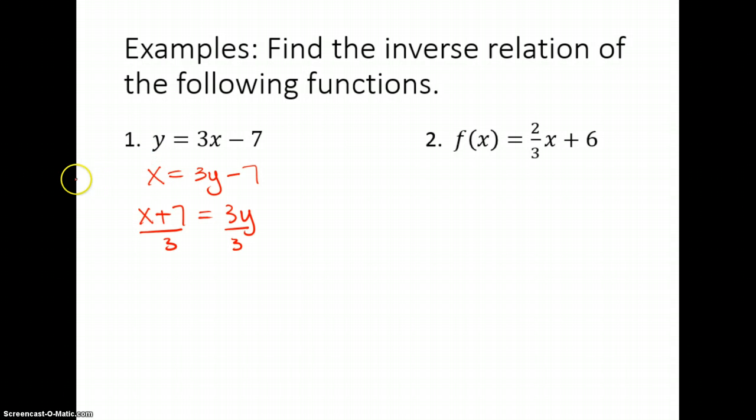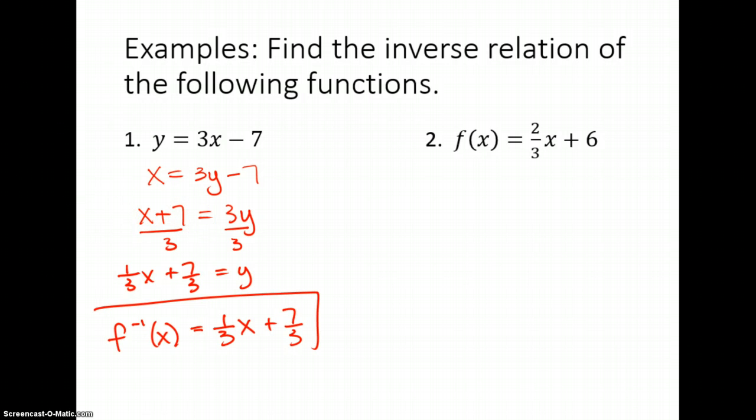You could either write this as 1/3 x plus 7/3 equals y, or you could have left it as x plus 7 over 3. It just depends on what your teacher's going to want. Both are equivalent. Now, final step. Instead of y here, we're going to write this as f inverse of x equals 1/3 x plus 7/3. And done. It's as easy as that. Finding the inverse: switch x and y, solve for y.